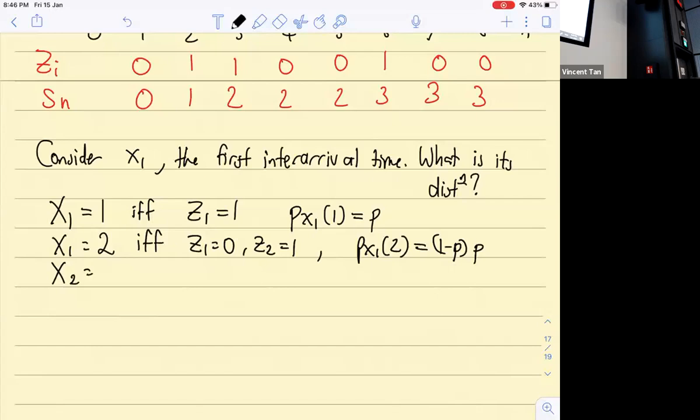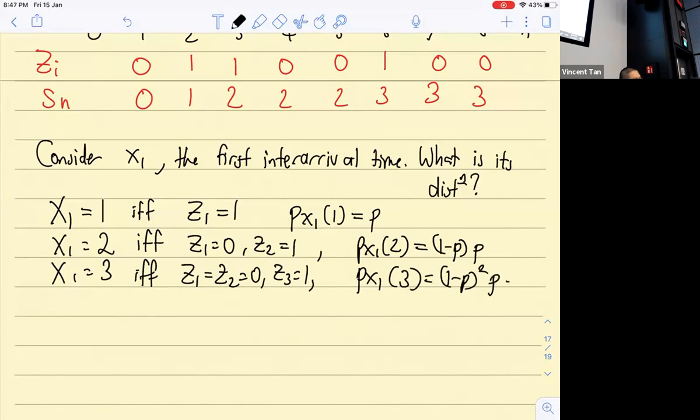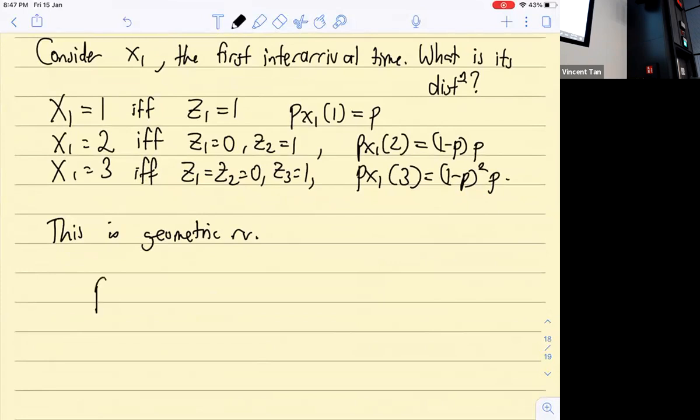Now, one more exercise. X1 equals 3 if and only if Z1 equals Z2 equals 0, but Z3 is equal to 1. In which case, you fail 2 times and you succeed the last time. Understand? This is a geometric random variable. You may have heard of this before. So more generally, P of X1, j is p times (1 minus p) to the j minus 1, for j at least 1.